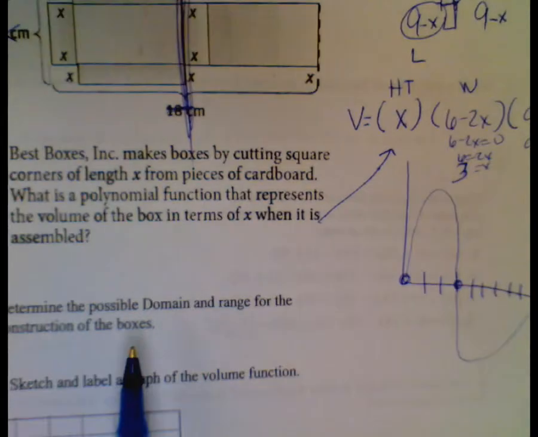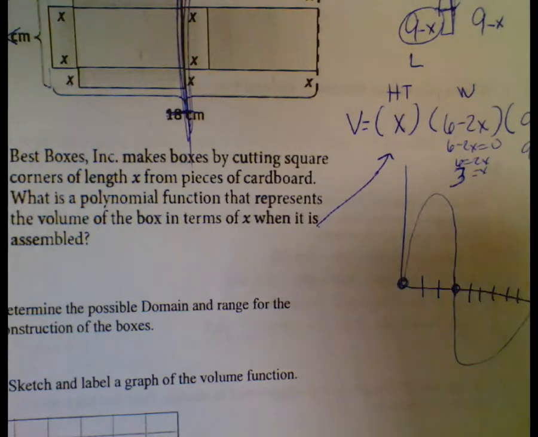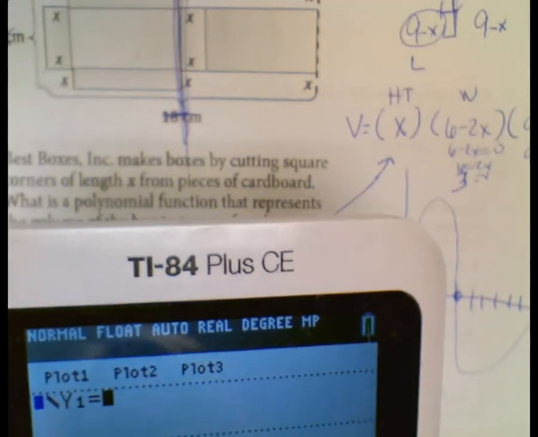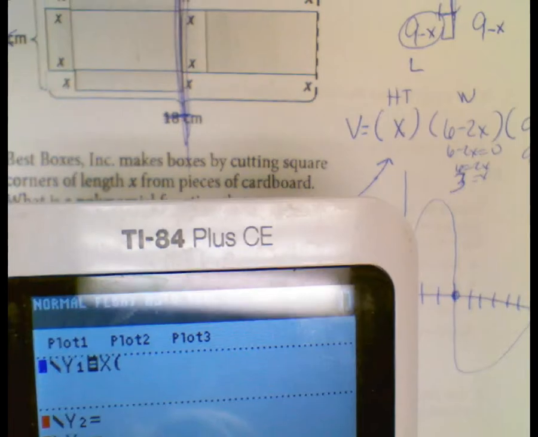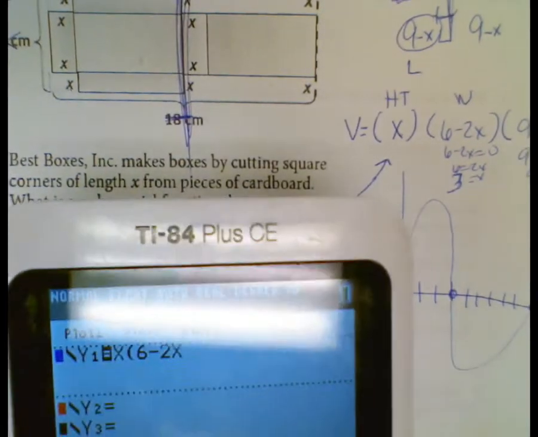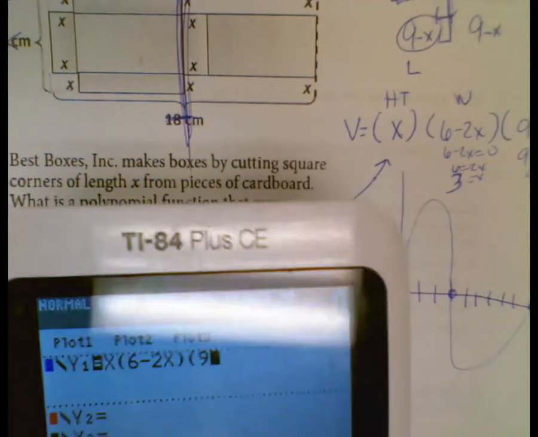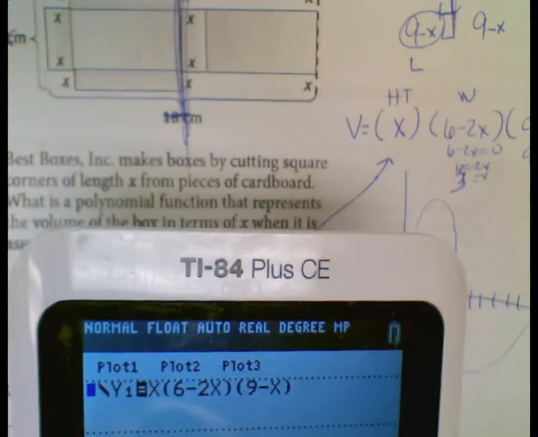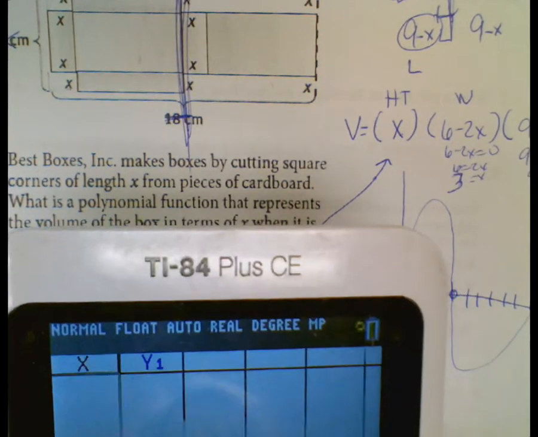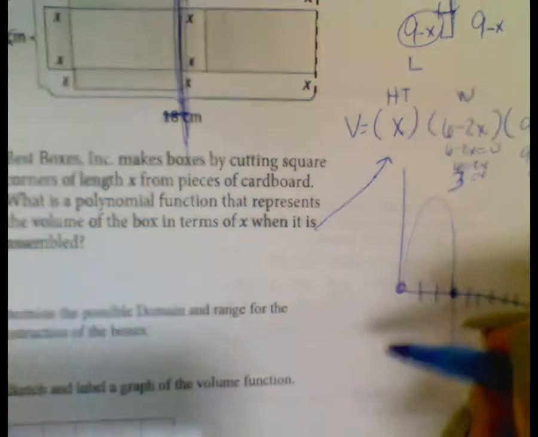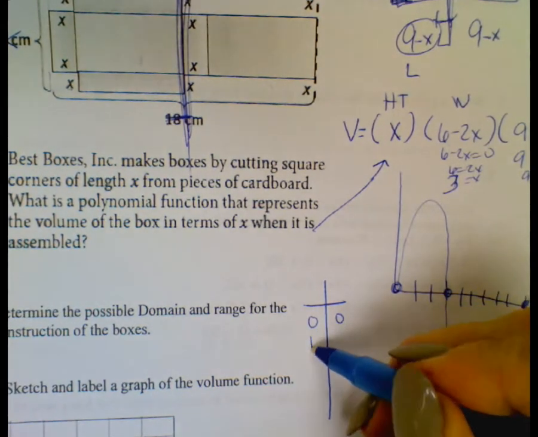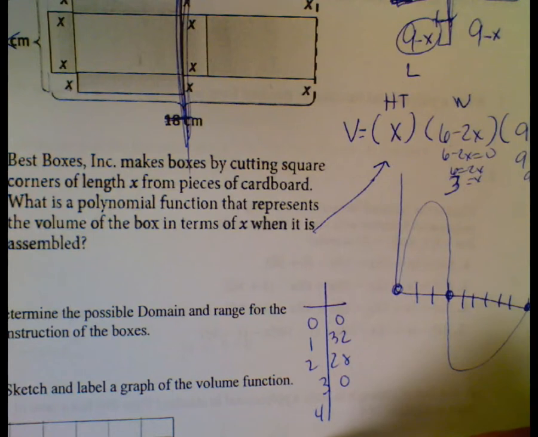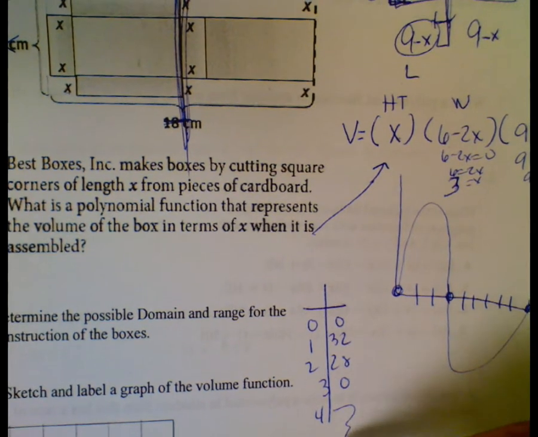Okay, so it says determine the possible domain and range for the construction of the box. So what we're going to do, we're going to graph this. So we're going to go to y equals. We're going to type in x, parentheses, 6 minus 2x, parentheses, parentheses, 9 minus x. So it should look like that. I'm going to look at my t-table first. So you notice it's 0. I'm going to make this t-table right here. So it's 0, 0, 132, 228, 3, 0. And then once you get to the 4, all the way to 9 is all negatives.